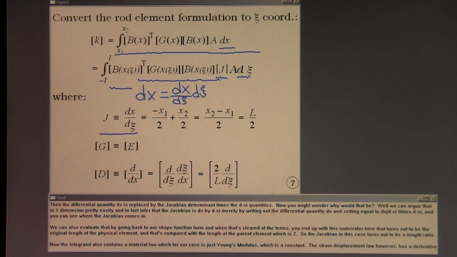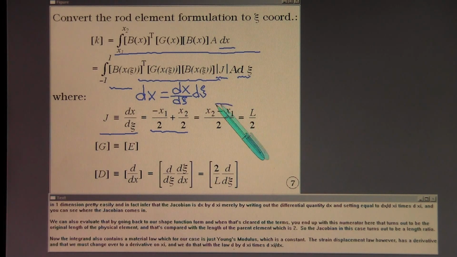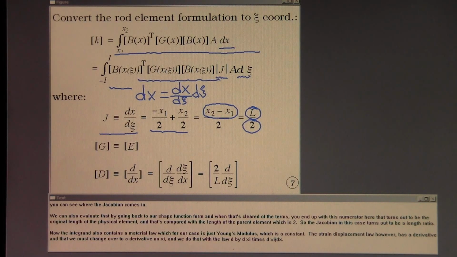We can also evaluate that by going back to our shape function form, and when that's cleared of terms, you end up with this numerator here that turns out to be the original length of the physical element, and that's compared with the length of the parent element, which is 2. So the Jacobian in this case turns out to be a length ratio. Now the integrand also contains a material law, which for our case is just Young's modulus, which is a constant.